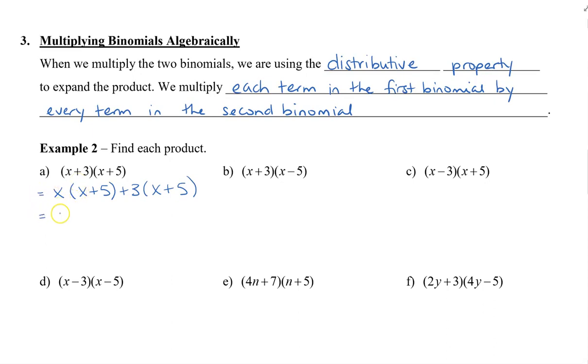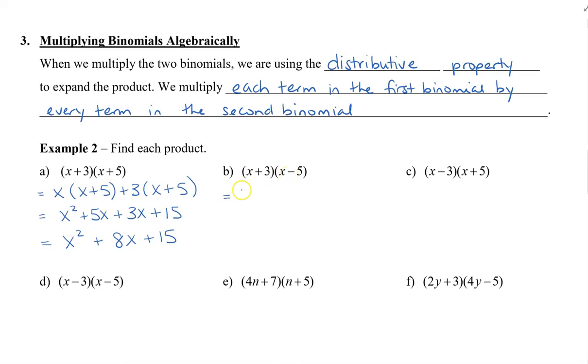So x times x is x squared, x times 5 is 5x, and then positive 3 times x is plus 3x, positive 3 times positive 5 is plus 15. Simplifying the middle 2 terms because they're alike, we have x squared, 5x plus 3x is 8x, and then plus 15.